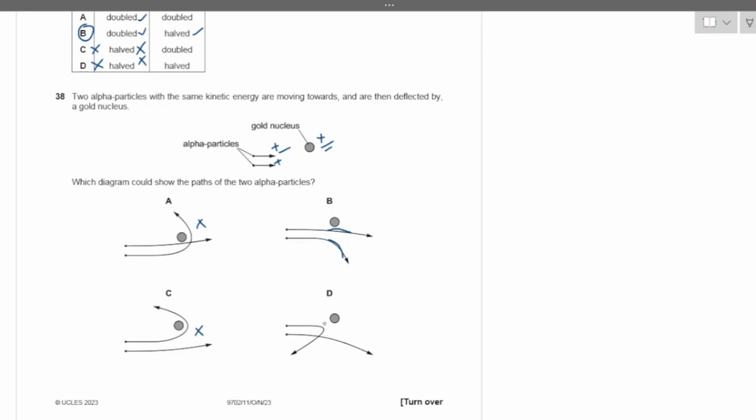The particle which is closer to the nucleus should be deflected more than the one which is farther away from it, because the electric field will be decreasing. So the one which is farther away will have lesser deflection than the one which is closer to it. Option D in this case is correct.